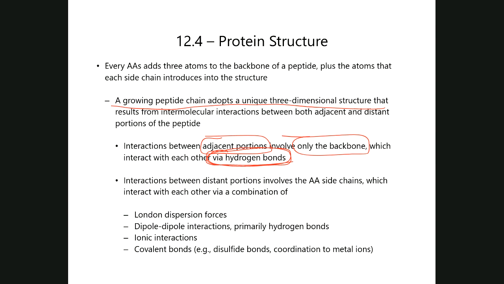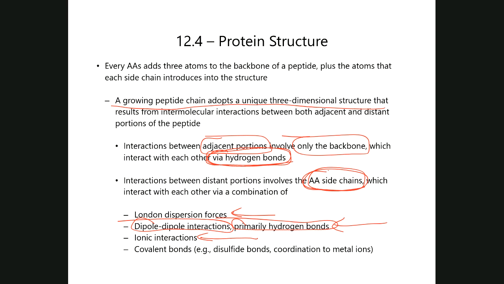We're going to look at structures and pictures in a minute. The moment distant pieces of the protein start interacting with each other, it's largely by way of the side chains that are interacting with each other. Because we have different types of side chains, which can be nonpolar, they would interact via London dispersion forces. They can be polar neutral, and that would lead to dipole-dipole or hydrogen bonding type interactions. They can be acidic or basic, which means they have charges, and that would lead to ionic interactions.